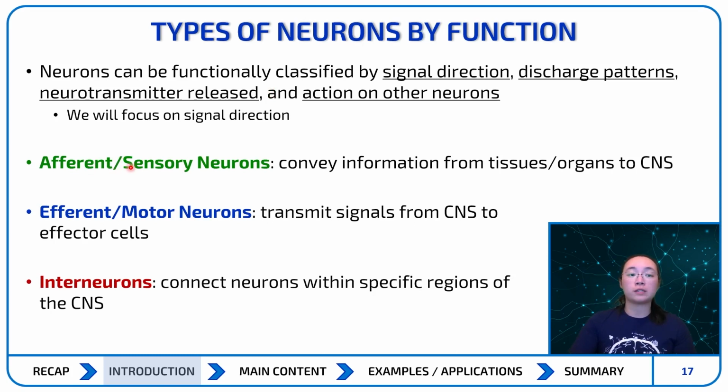There's afferent or sensory neurons. That would be the neurons that convey information from your tissues back to your brain or the CNS. You have efferent or motor neurons, which transmit signals from your brain to your body. And you have interneurons, which were really important in those reflex arcs. They connect neurons within specific regions of the CNS. And basically that means within the CNS, it includes the spinal cord. That's where most of those interneurons would be.